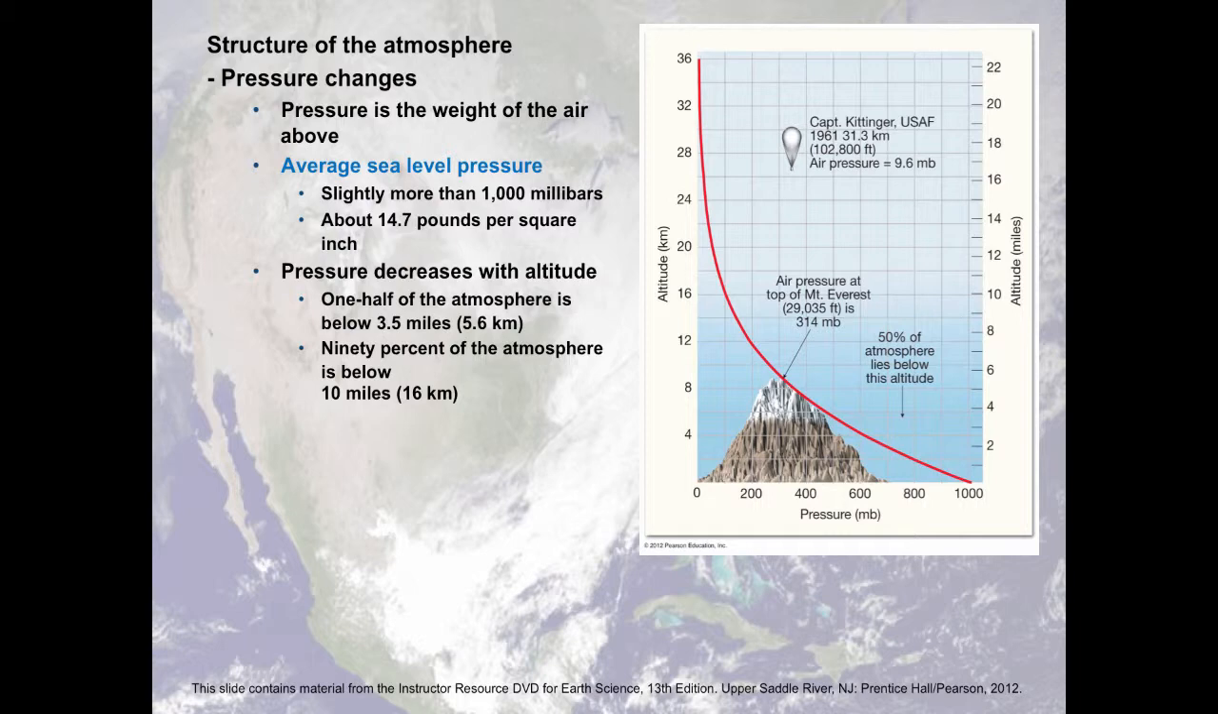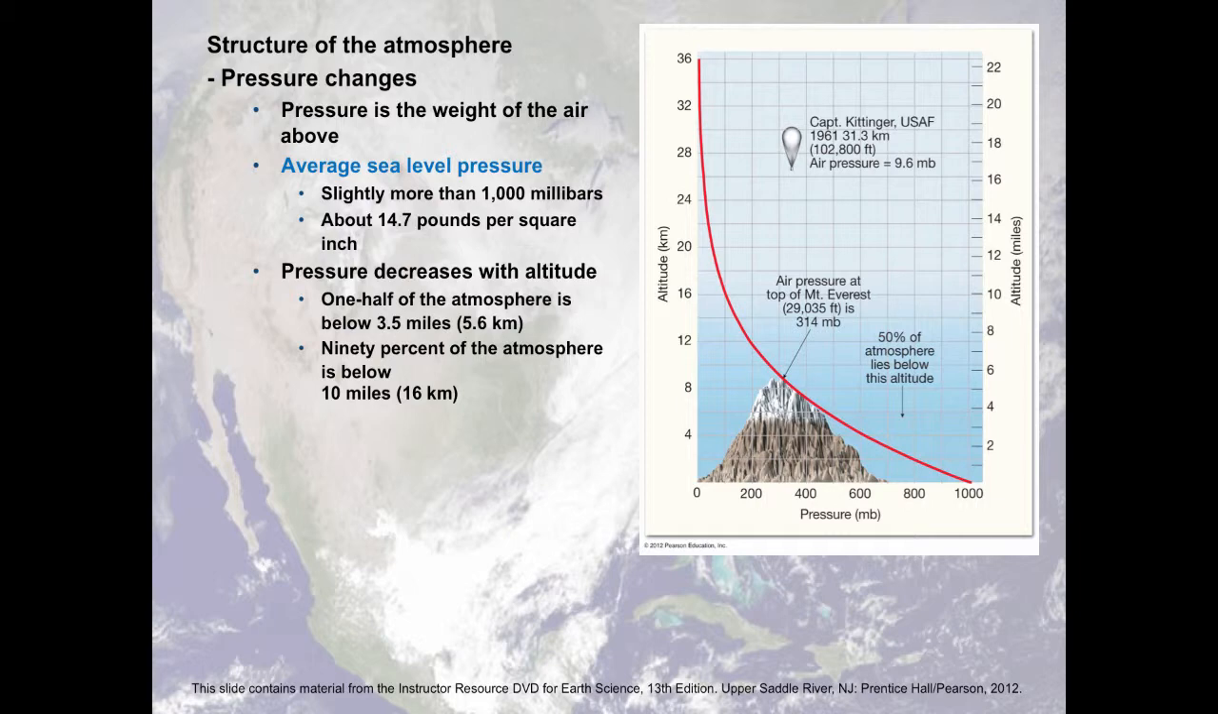Average sea level pressure is defined as, or was measured at, but is basically defined as about 1,000 millibars, which is about 14.7 pounds per square inch. So there are 14.7 pounds of gases per square inch when you're at sea level. Now, the scales that we use, millibars and psi and bars and pascals, are all interchangeable. They're from different systems of measurement.